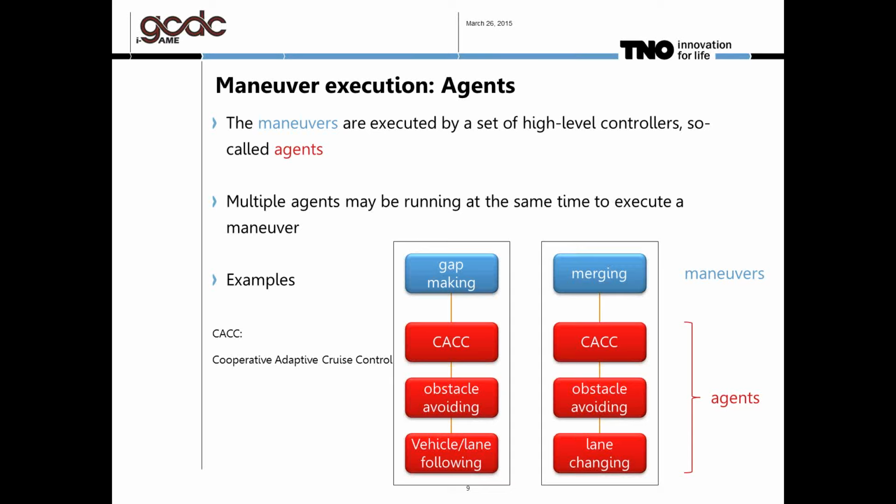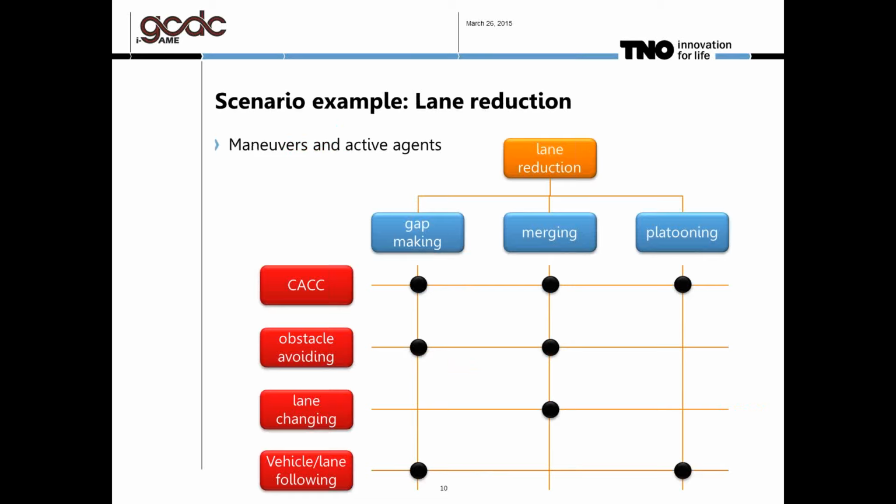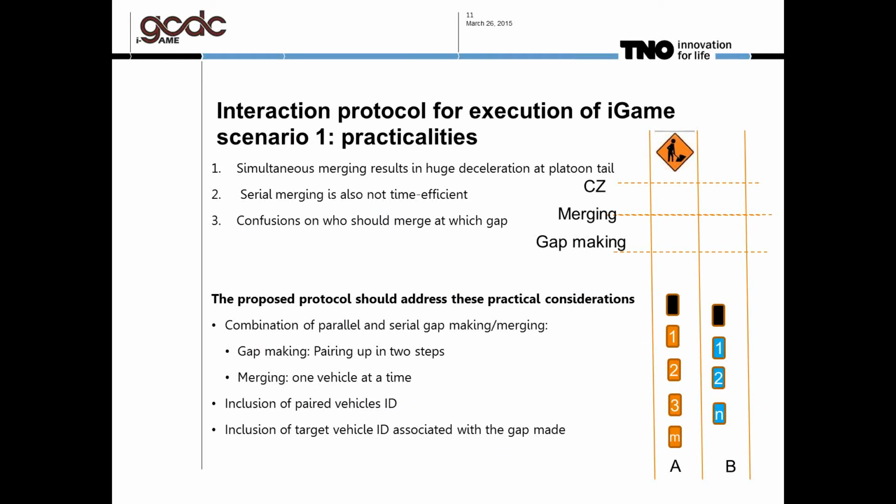We should have a controller which makes enough gap for the sake of gap making, and some type of lateral controller. Therefore, for a scenario like lane reduction, which is the focus of iGame, we need several agents, several high-level controllers corresponding to each maneuver. So this is the setup that we need for our control implementation.